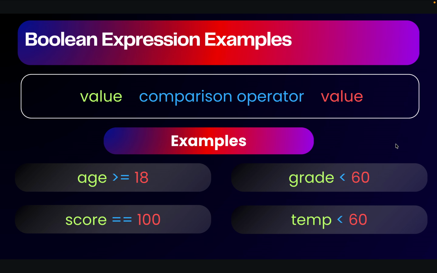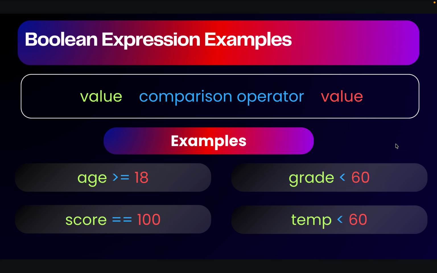So here is an example of how a Boolean expression is constructed. You see, first you start with a value, then you would have the comparison operator, and then you would have another value. So in the examples, we have age is greater than or equal to 18. We also have score is equal to 100. We have grade is less than 60. And we also have temp is less than 60. So these are all examples of Boolean expressions.